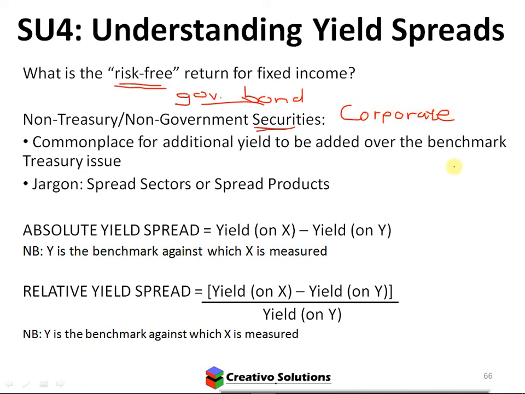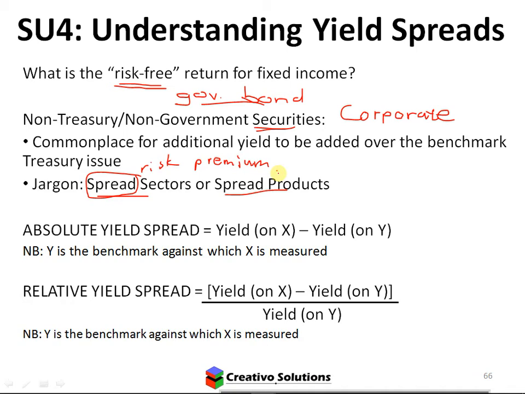Right, so if we're looking at jargon, they talk about spread sectors and spread products. Why do we use the word spread? Because there's a risk premium that must be added to the price of that particular bond because it's considered more risky. So if an asset is considered more risky, you want a bigger return. That's the CAPM, increased risk, increased return.